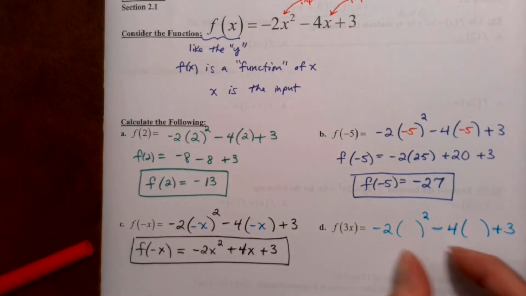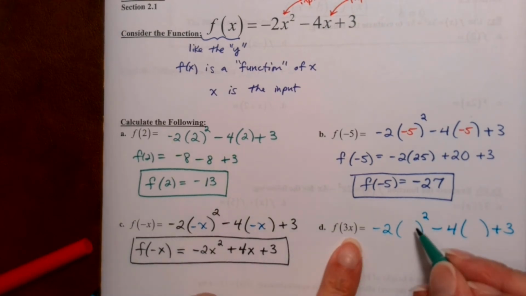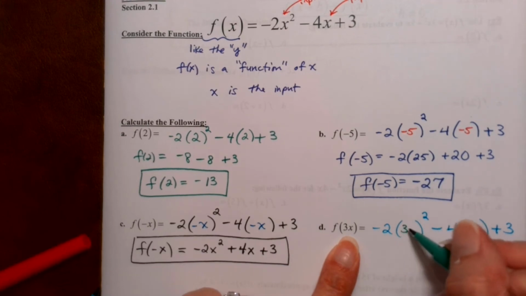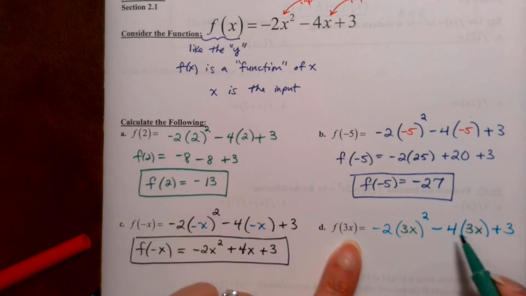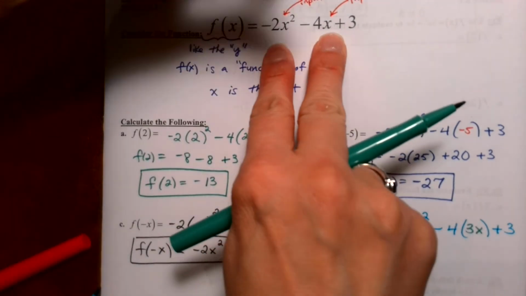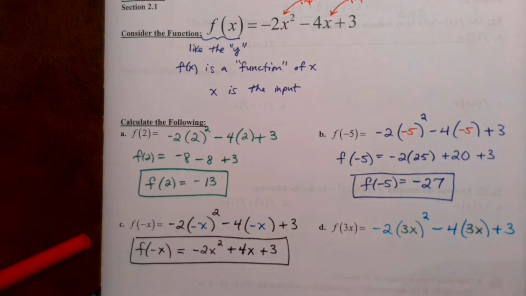Doing this kind of parentheses work is going to make our next lesson super easy. So why don't you go ahead and try that? Our input this time is a 3x. And then again here, 3x. Anywhere you had x's, that's where you put the input. Your input could be a number or it could be an expression.